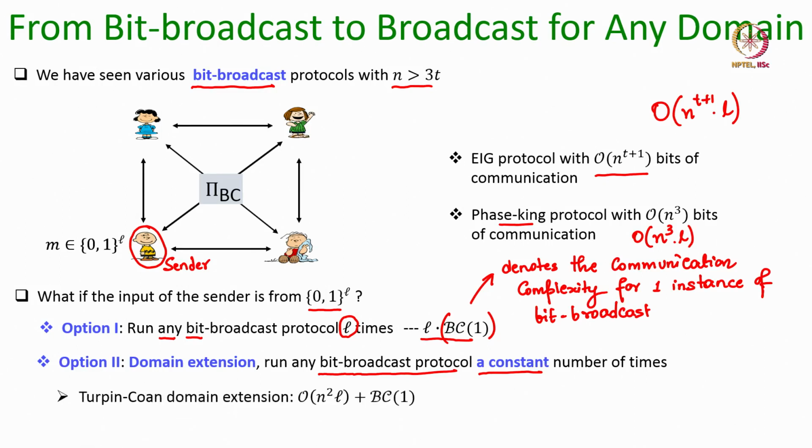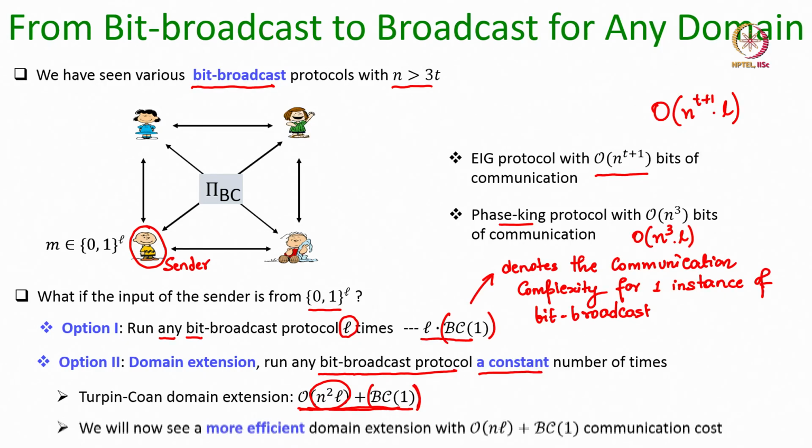Okay. And we had already seen earlier the Turpin-Coan domain extension protocol. There the communication complexity of the overall broadcast protocol was this. Of course, we had seen the Turpin-Coan domain extension in the context of Byzantine agreement, but as I said, the same extension will work even for broadcast with the same complexity. So, now you can see from the communication complexity expression that the cost which depends upon L, namely this order of n square L bits of communication, happens over the point to point channels, and existing bit broadcast protocols are executed only a constant number of times, which is independent of L.